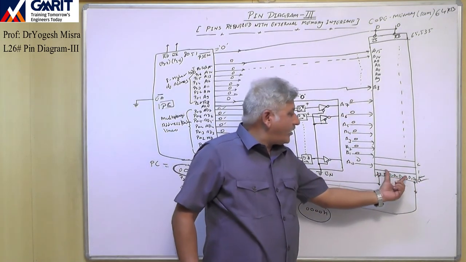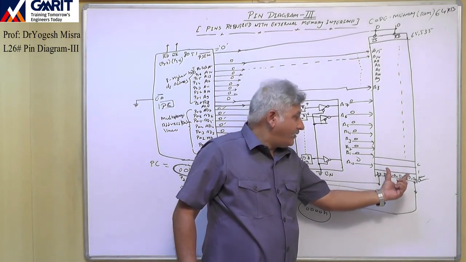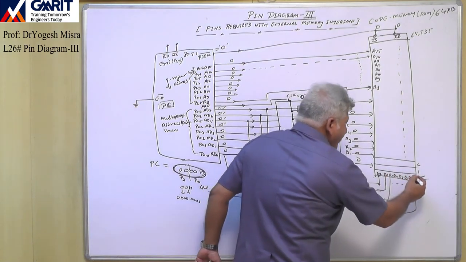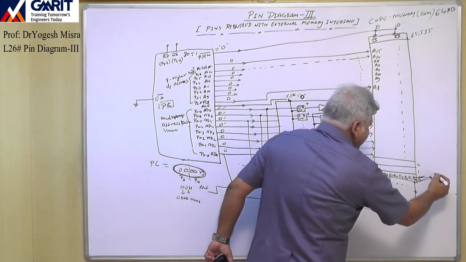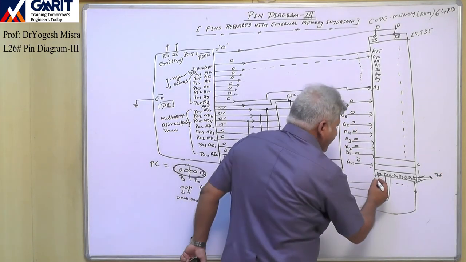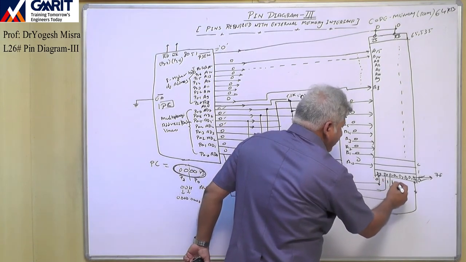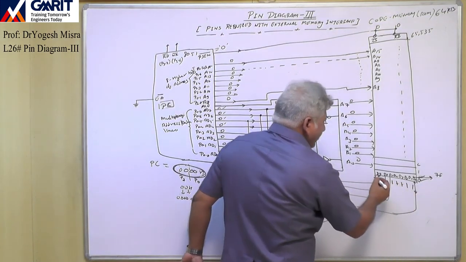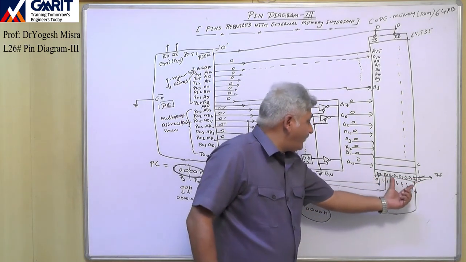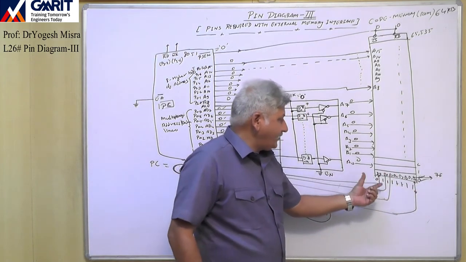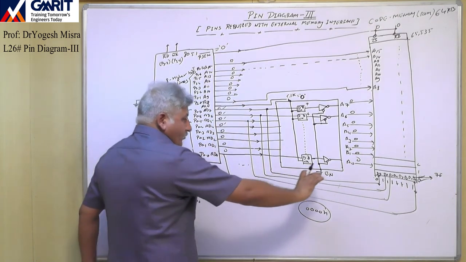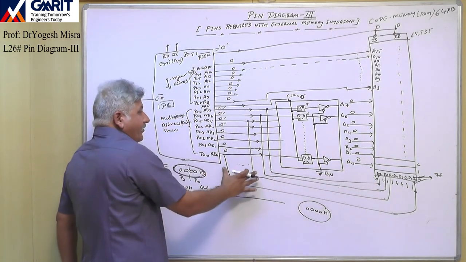At this location, whatever is the 8-bit content is available over these data lines. Let us assume the 8-bit content available here is 7F. So 7F means 01111111. These 8-bit values are available over location number 0, and they travel through these 8 data lines, AD0 to AD7.